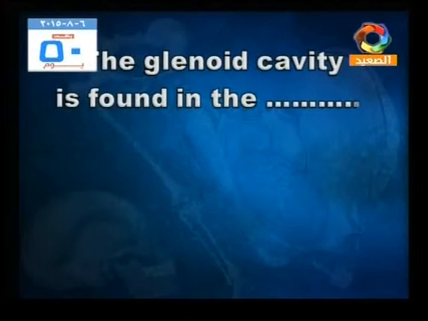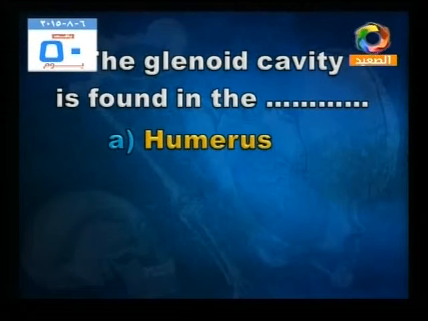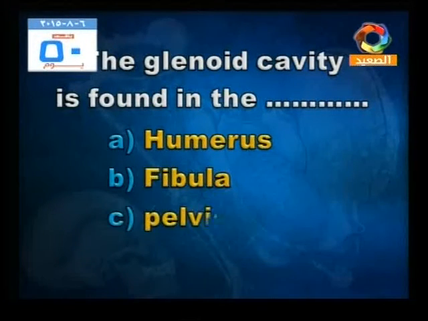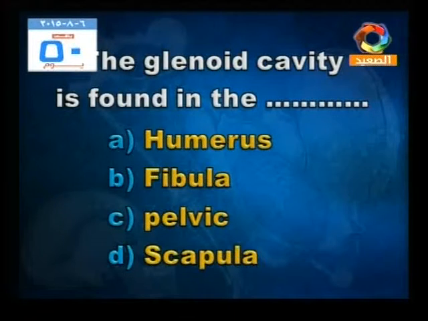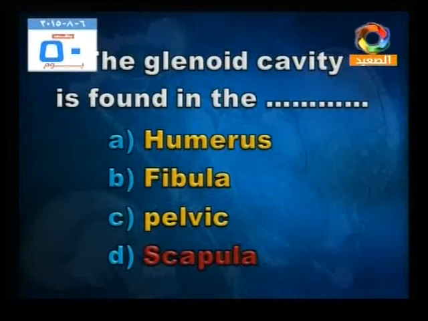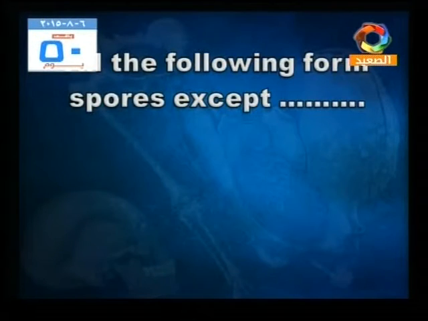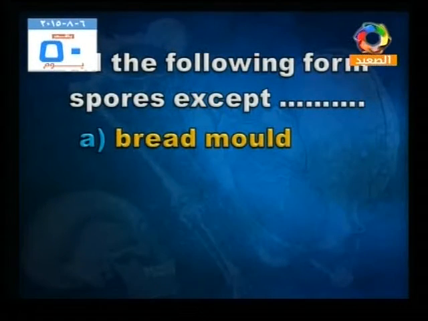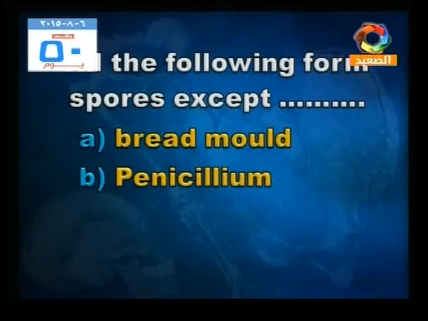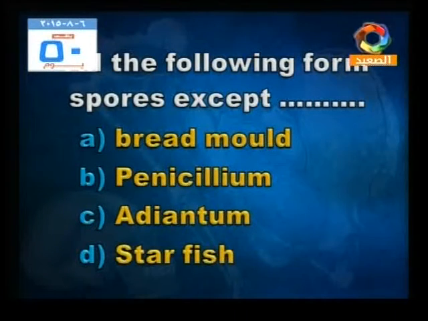The glenoid cavity is found in the: A, humerus; B, fibula; C, pelvic; D, scapula. Yes, scapula. All of the following form spores except: A, bread mold; B, penicillium; C, adiantum; D, starfish. Yes, it is starfish.